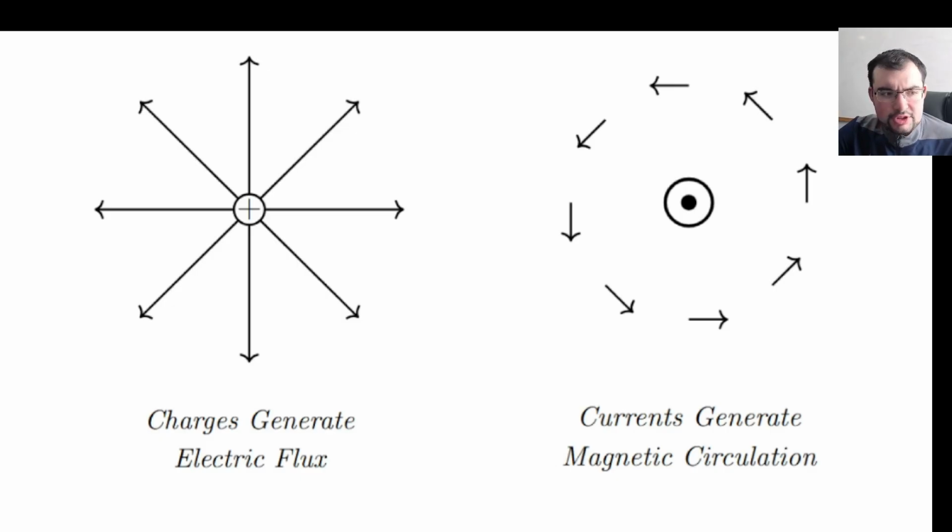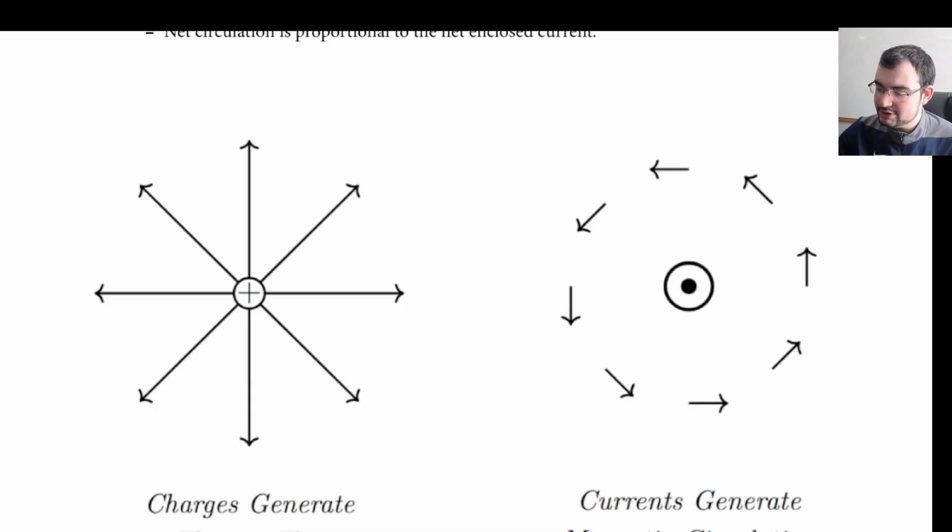So charges certainly generate flux. It's flow in or out of a surface. But currents generate fields that loop around them. So we're going to call this concept circulation. It's the net amount that a field is sort of spinning or going along a certain path.